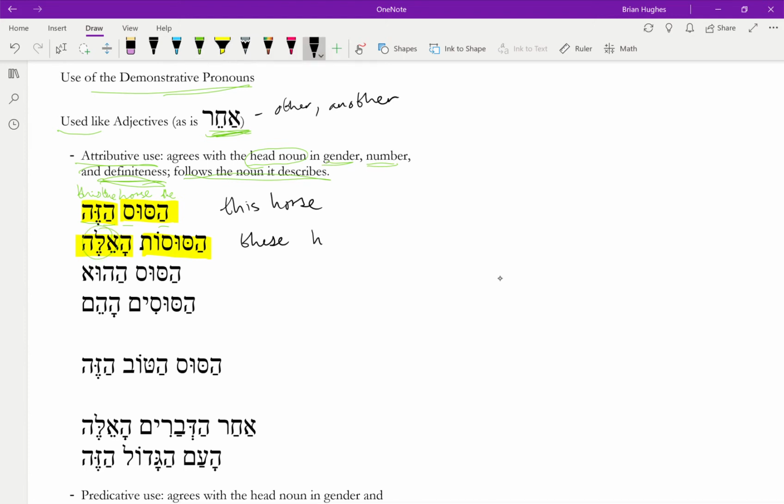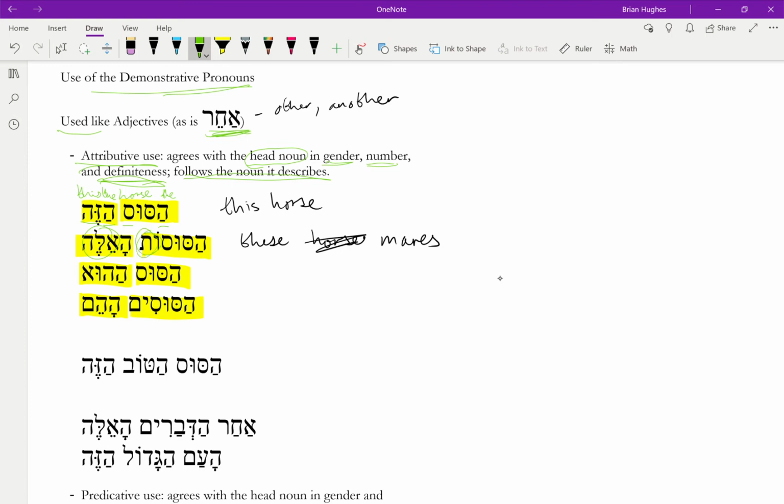These horses. Oh, sorry, no, we're feminine plural. Mares. Hasus, hahu, that would be that horse. Hasusim, hahem, that would be those horses, excuse me.